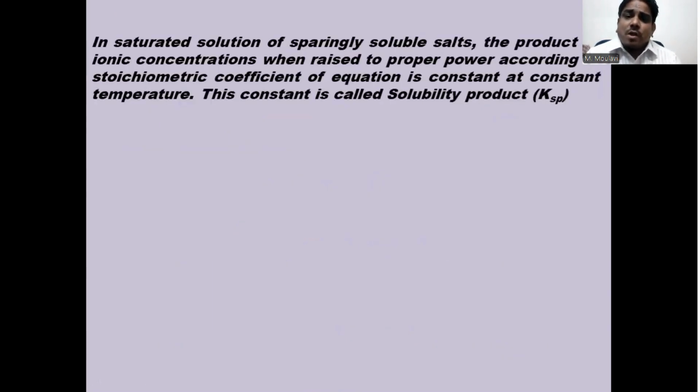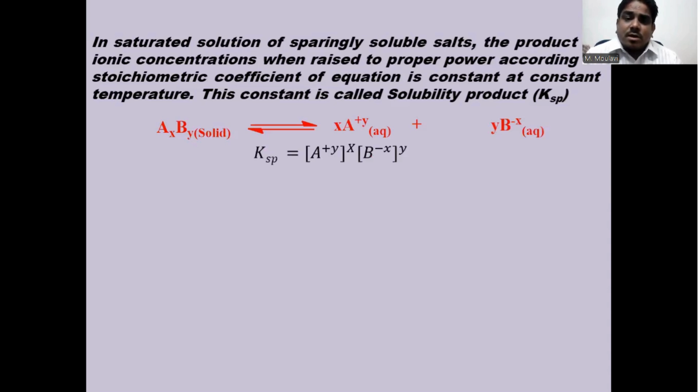So we can define the solubility product as: in a saturated solution of a sparingly soluble salt, the product of ionic concentrations, when raised to the proper power according to the stoichiometric coefficient of the equation, is constant at constant temperature, and this constant is known as the solubility product. In short, the solubility product is the product of the ionic concentrations of the ions for a sparingly soluble salt. So there are different types of sparingly soluble salt.